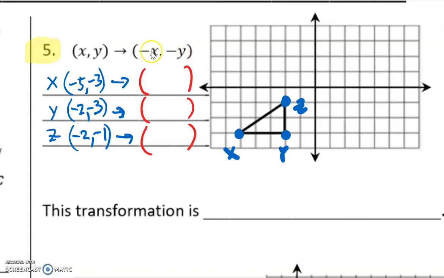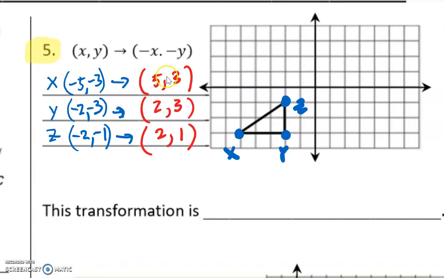And we're just going to do what the transformation says. So it says keep X, Y in the same spot, but change them to the opposite. So -5, -3 would become 5, 3. Why don't you guys pause the video again and see if you can fill out what your new prime coordinates are going to be for Y and Z.